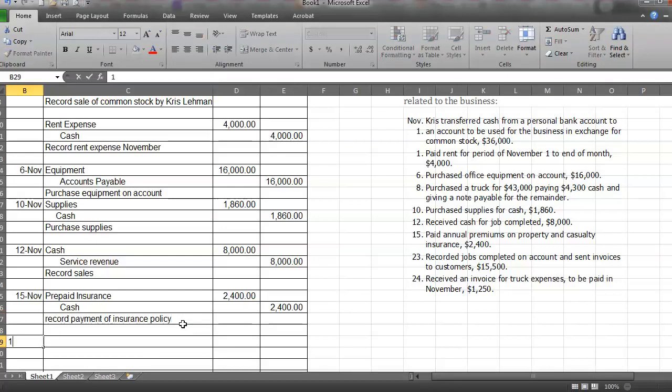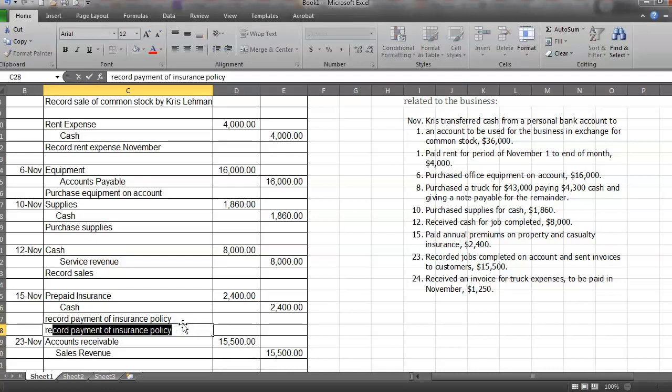Now we have two more transactions. November the 23rd, we are recording jobs completed on account and sent invoices to customers. Very important to note, we've earned revenue. So I know for a fact that we have sales revenue, and we're going to increase that revenue by $15,500. But we didn't get any money for that. So we're expecting something. I'm going to say we're expecting a receivable from our client. And it didn't give me the name of their client, so I'm just going to put accounts receivable, $15,500. Record.